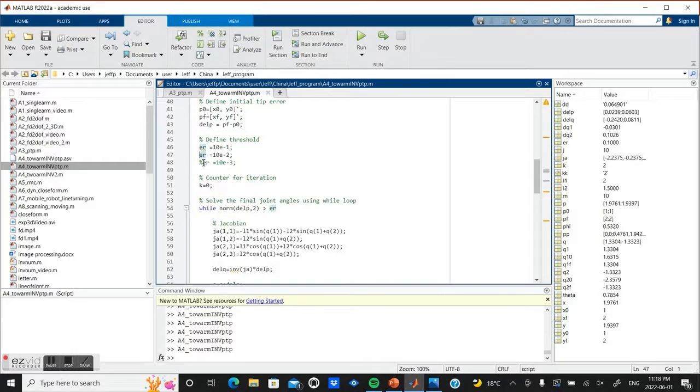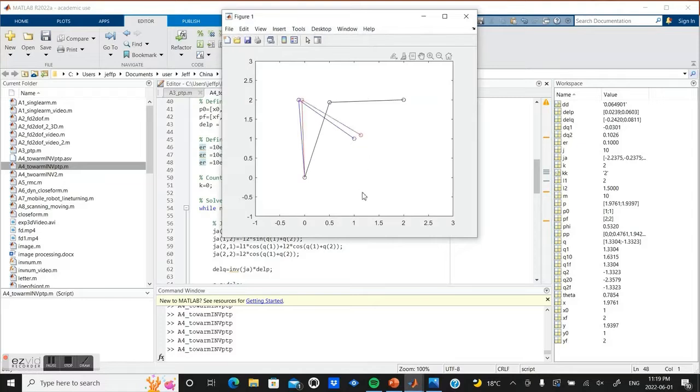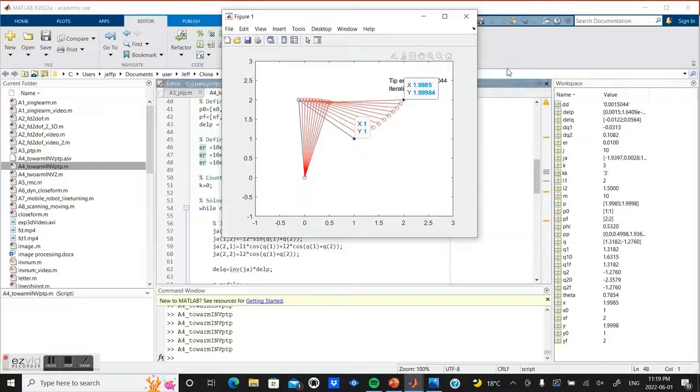So then keep increasing and run again. Okay, this is more accurate, and then you run again. So this is very accurate. See, the error is really small. And this is through 3 iterations. You can see this is the initial position, and the final position is very close, right? Okay. I hope you learned something from this video.